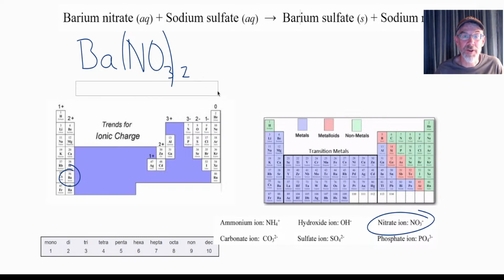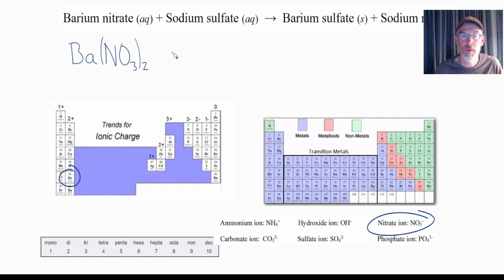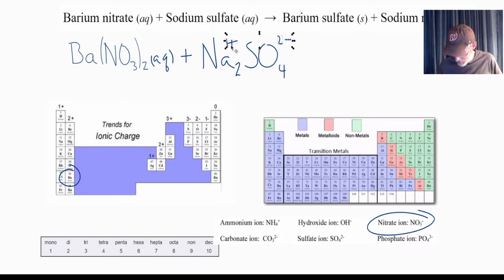So that's barium nitrate. How about sodium sulfate? Let's put that in there. Sodium sulfate. Let's put our little AQ. It's dissolved. Nitrates are very soluble. You write sodium. You write sulfate, which you should know by now. 2 minus, 1 plus. And you know you're going to need 2 of these to balance that out. So there's your sodium sulfate.